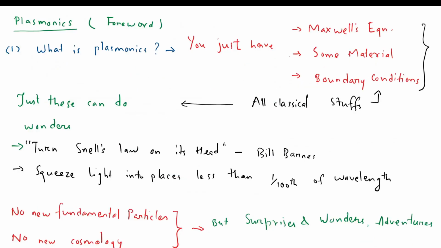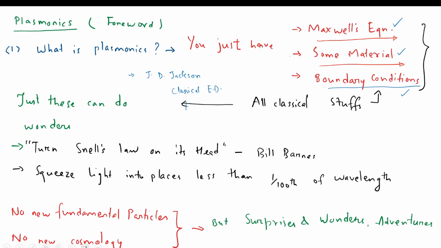So what is plasmonics? As I told you, it is just the oscillation of electrons in response to the electromagnetic field. And how is the electromagnetic field defined? It is nothing but some Maxwell equations and some material, and you define some boundary conditions for that material. Everything classical. One of the best books for this is J.D. Jackson, Classical Electrodynamics. So we have Maxwell equations which are classical, and some material properties and some boundary conditions, all the classical stuff.